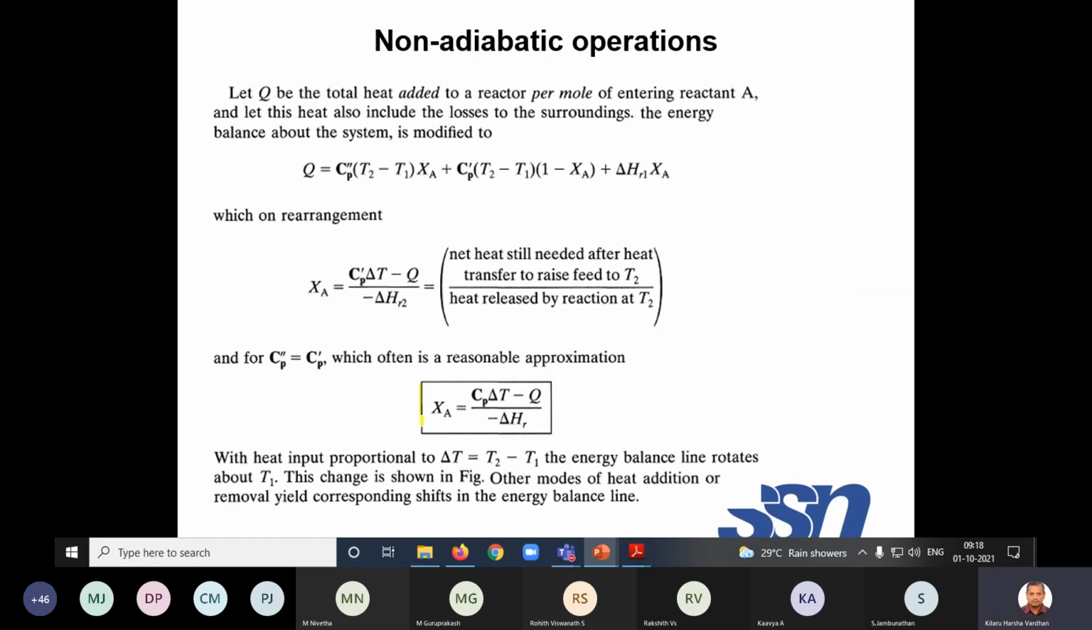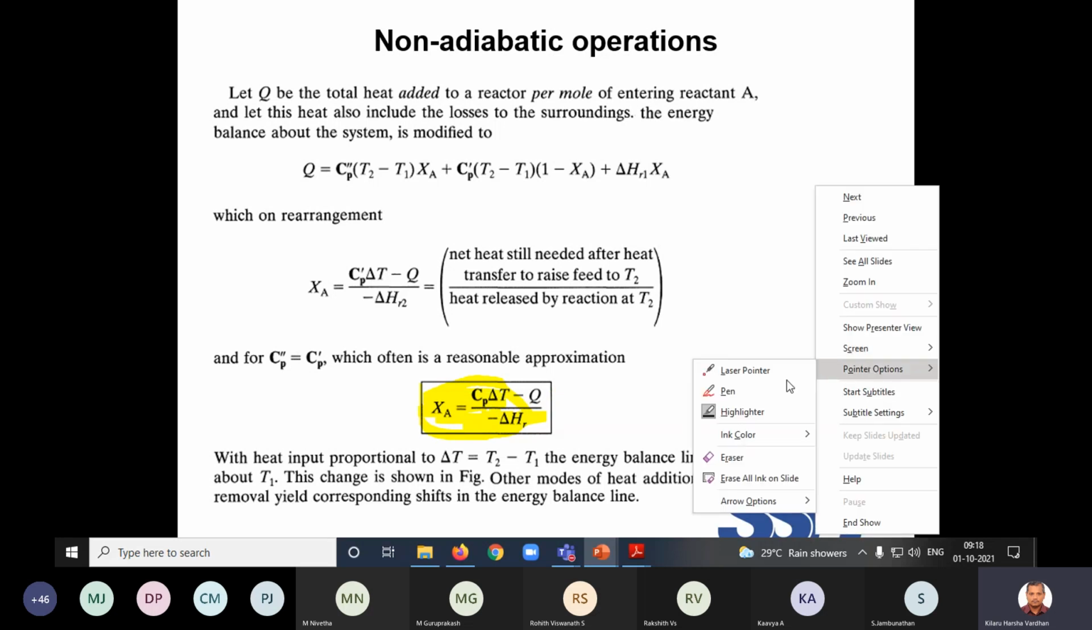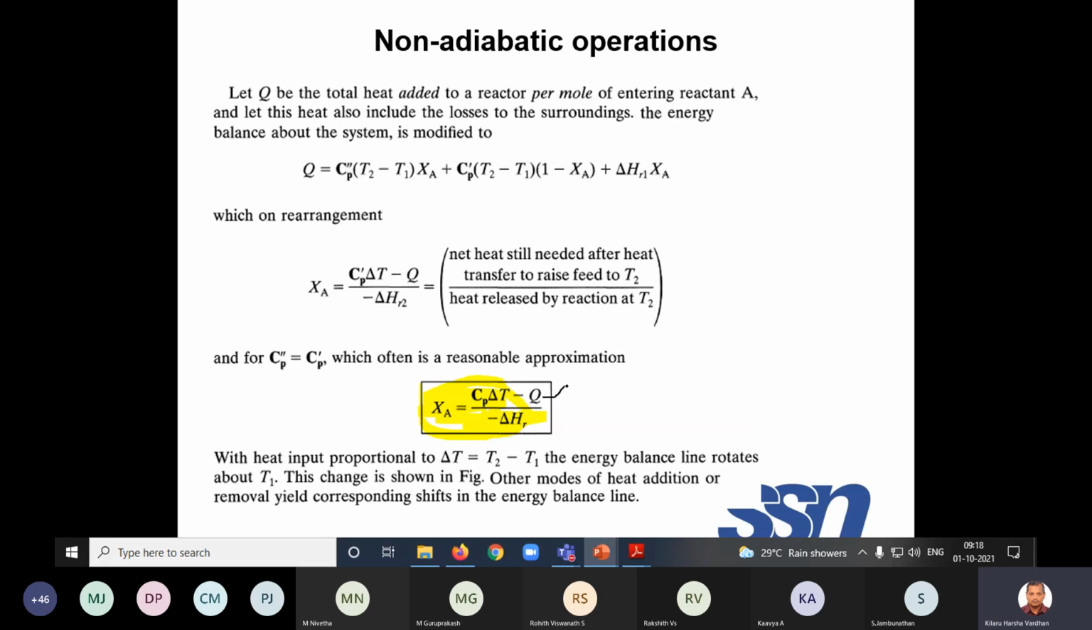Earlier case, you are getting only this. But here in non-adiabatic, you get the extra term, the extra term of Q, right? So here the important thing is the energy balance line: minus Q should be there.